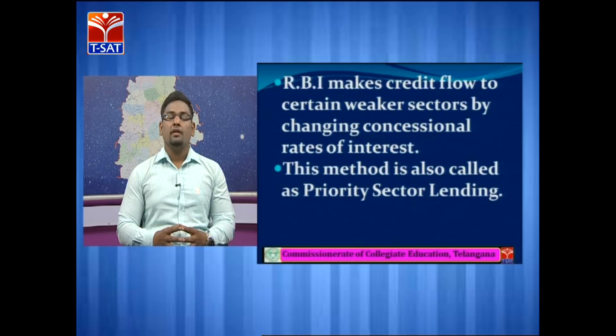RBI makes credit flow to certain weaker sections by changing concessional rates of interest. RBI gives loans to weaker sections of the community at a minimum rate of interest. That means RBI is making money flow to certain weaker sections of the community by giving them loans at lower rates of interest. This method is also called priority sector lending. That means RBI has chosen certain weaker sectors as its priority and is making the money flow towards those sectors. So, as it is making priorities, this method is also called priority sector lending.